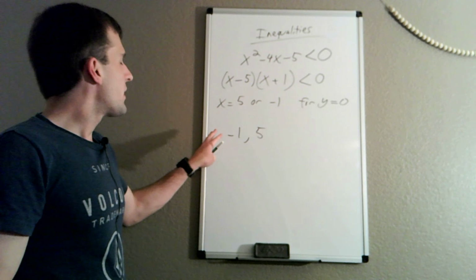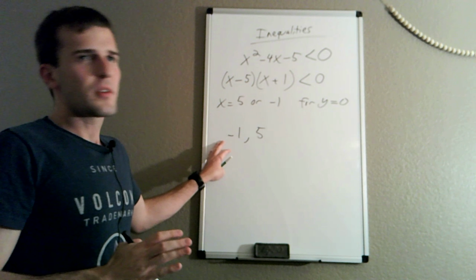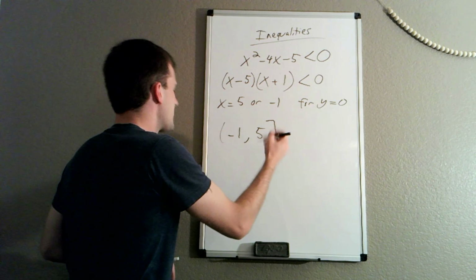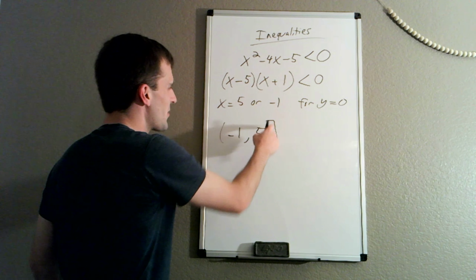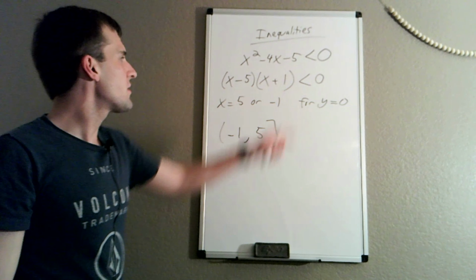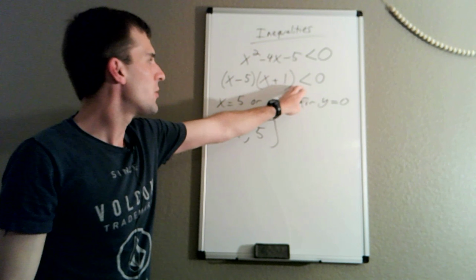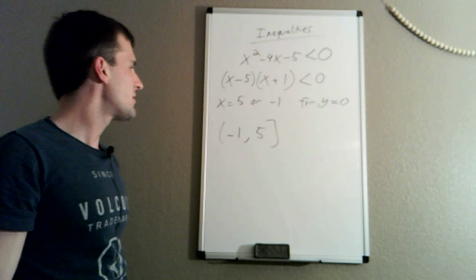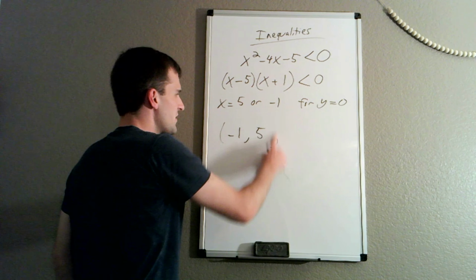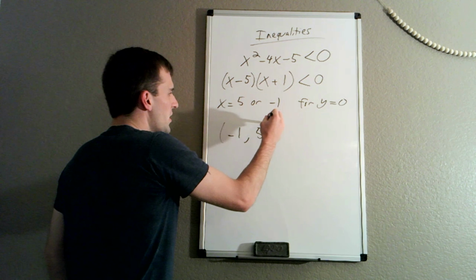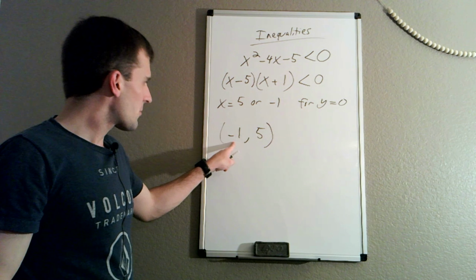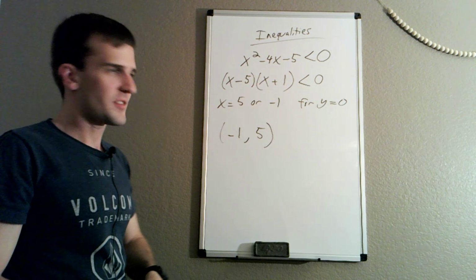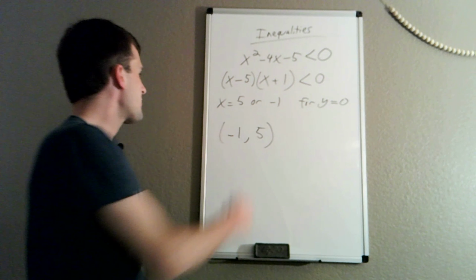But at first we don't know exactly if it's going to be a bracket or a parenthesis. And we can check this when we look at the symbol here. Notice we didn't use less than or equal to, we just used less than. So in this case, it's actually going to be just two parentheses, because we're not interested in the range when it equals -1 or equals 5, only when it's less than 0. So this is really going to be the answer.